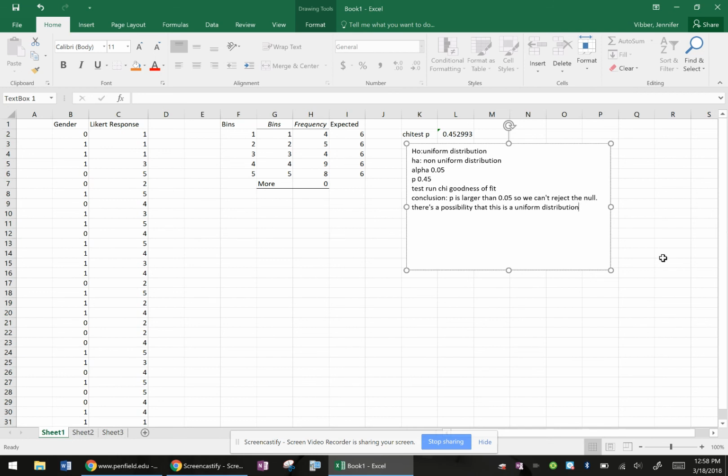Okay, so there you go. There is the chi-square goodness of fit test. I'm actually going to stop this video here so I can make a different one for the chi-square test of independence.